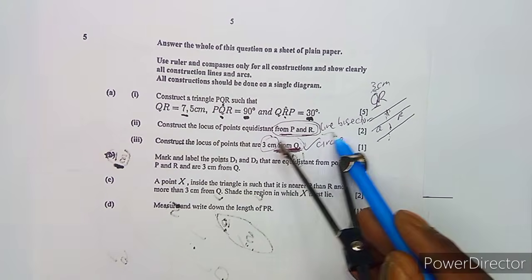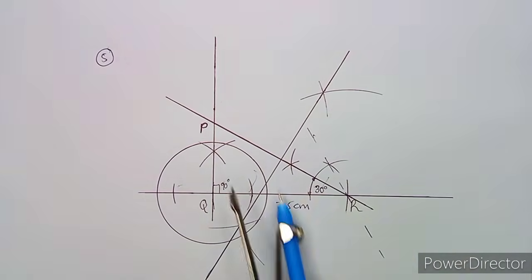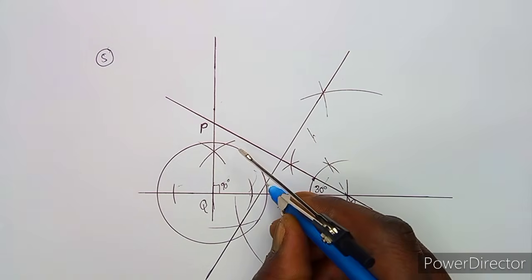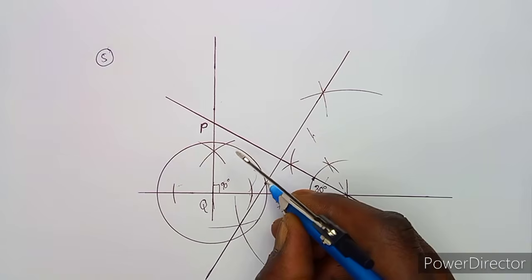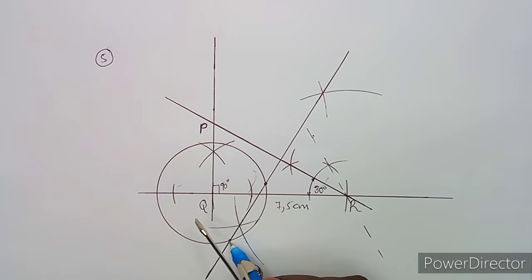The first one was a line bisector, which is this one. The second one was a circle. Where do these two meet? They meet at this point here, where these two loci meet. Also, they meet at this point here. So these are the points that you have.